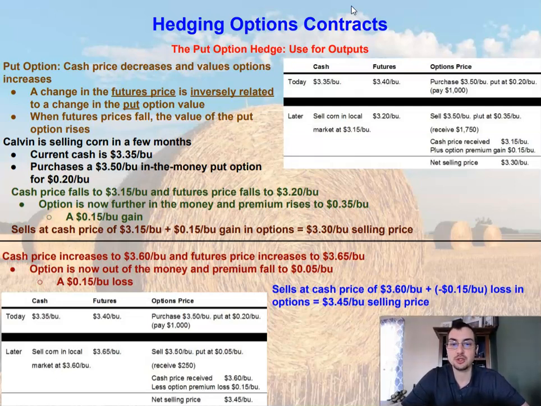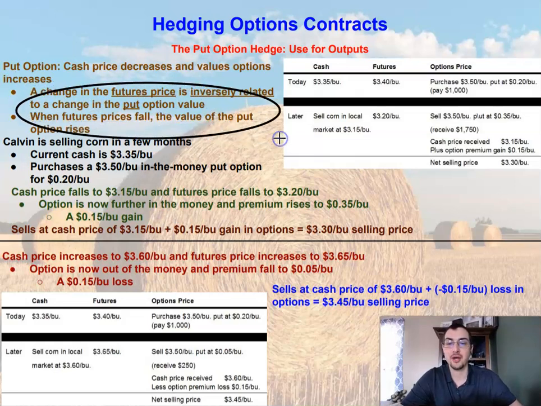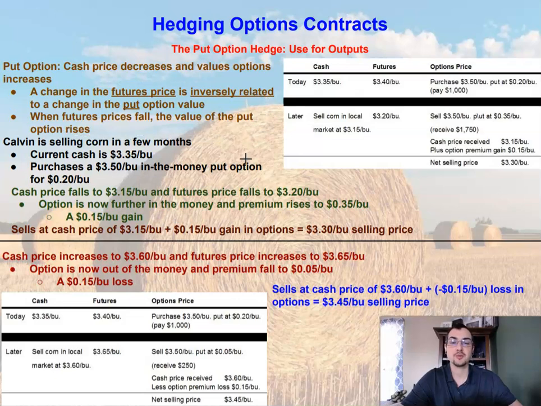So let's look at it now, but what if prices increase? What if our futures prices increase? What is that going to do to the value of the option? Well, if you remember from way up here, it's going to decrease the value of that put option because the futures prices are inversely related.